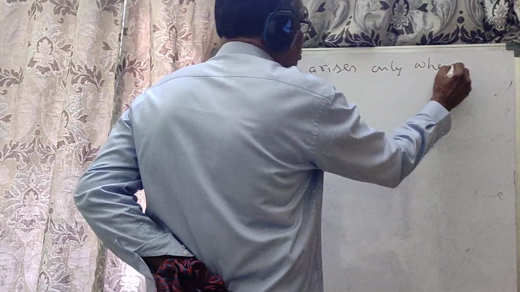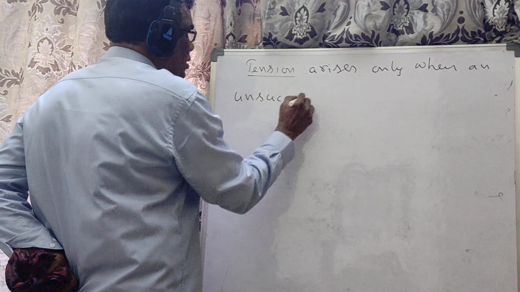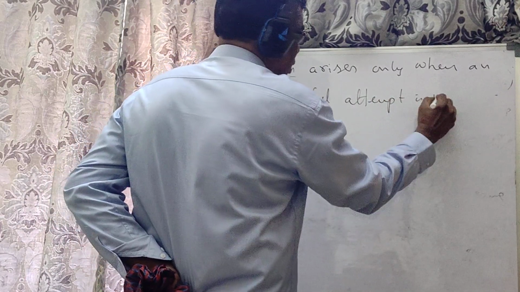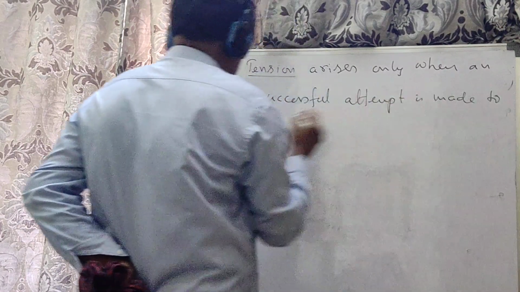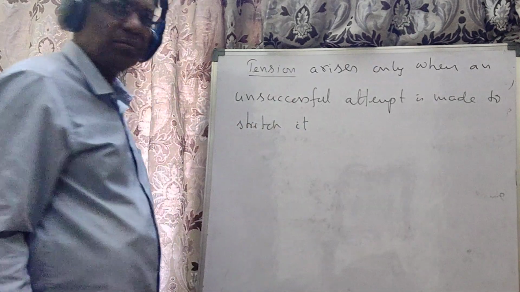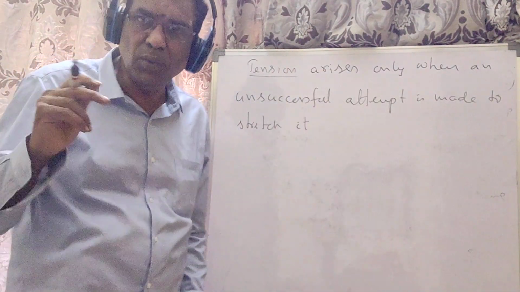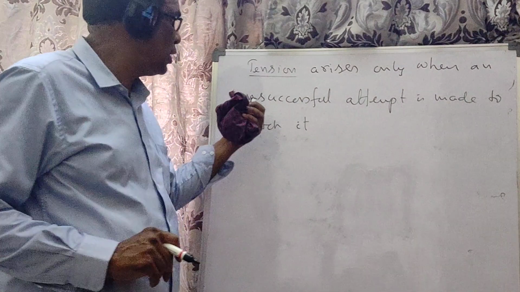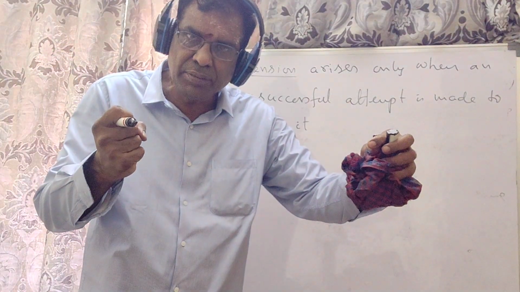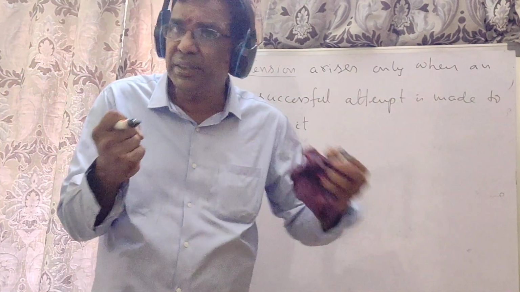Tension arises only when an unsuccessful attempt is made to stretch it. Remember, tension arises only when an unsuccessful attempt is made. I am trying to stretch this wire or chain or rope. When I do that, I should not be successful.